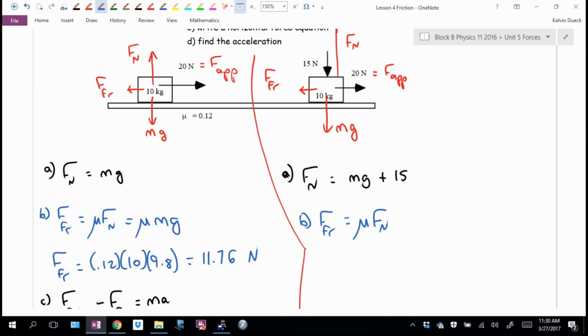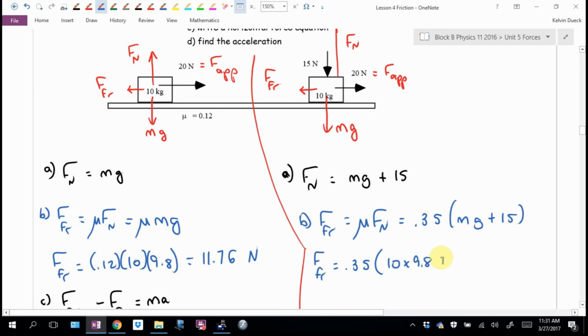Is that okay, Connor? So I put all this together. I'm going to get 0.35 times mg plus 15. Let's plug in all the numbers just so we know what we did. It's going to be 0.35 times 10 times 9.8 plus 15. Sorry, hang on. 0.35 was the last question. What's mu? 0.12, I'm sorry, folks. It's 0.12, right? I apologize. That was dumb.